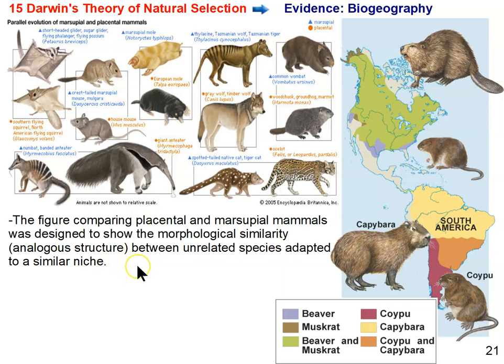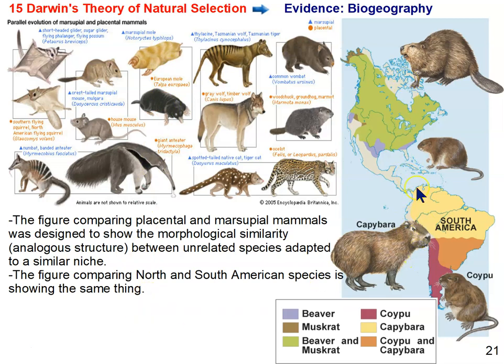So this is known as convergent evolution. Convergent evolution, where two species look similar to each other because they have adapted to similar habitats or similar niches. And their similarity in structure is referred to as analogous, not homologous. It's like the opposite of homologous. So analogous structure is structure or morphology that results from convergent evolution, where two species look similar because they have adapted to a similar niche.